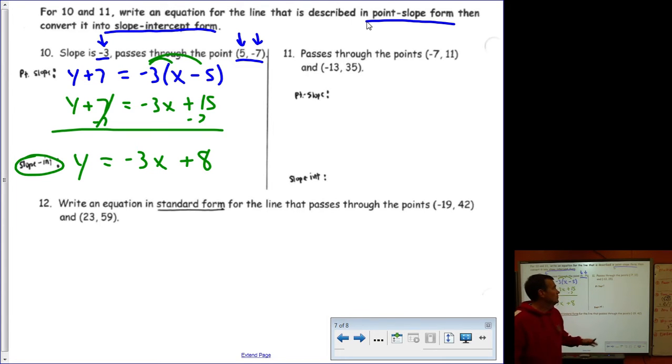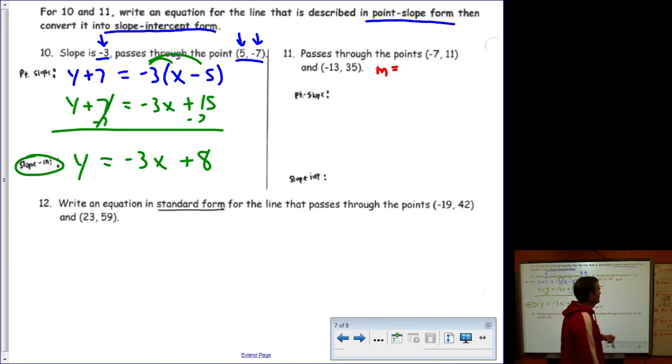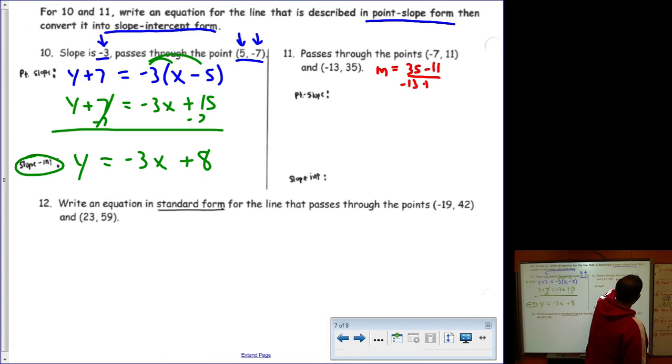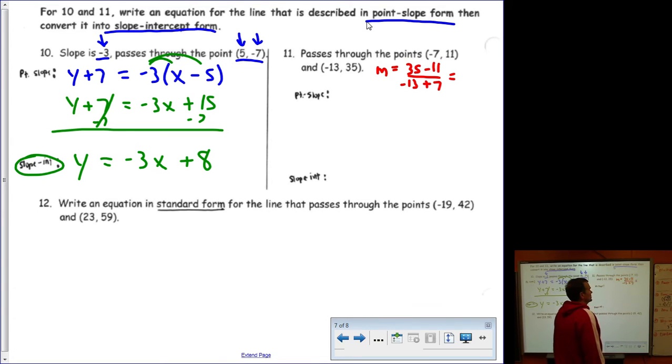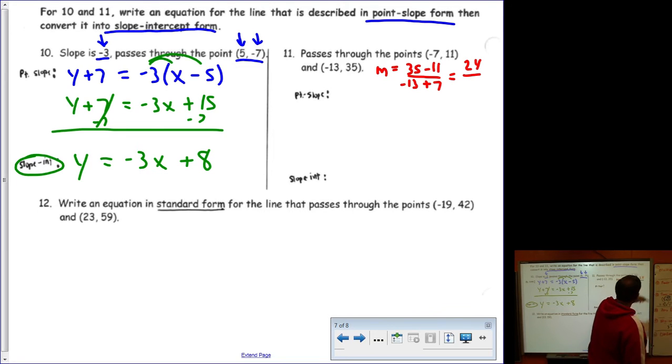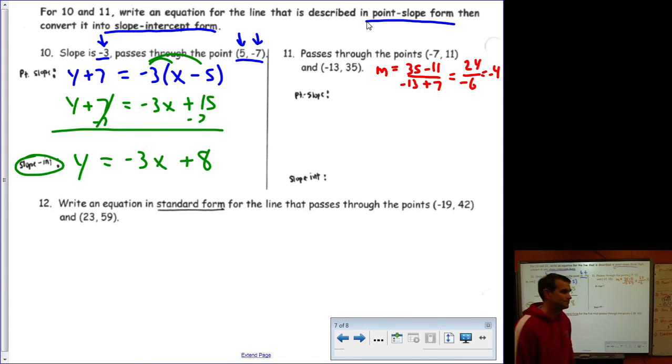Number 11, I am not ready to write an equation in point-slope form because I don't have the slope. So the first thing I'm going to have to figure out here is, what's the slope of my line? And the slope of my line would be y minus y, I chose to go with the bigger one first, over x minus x. So that's going to be 24 over negative 6, which is negative 4.